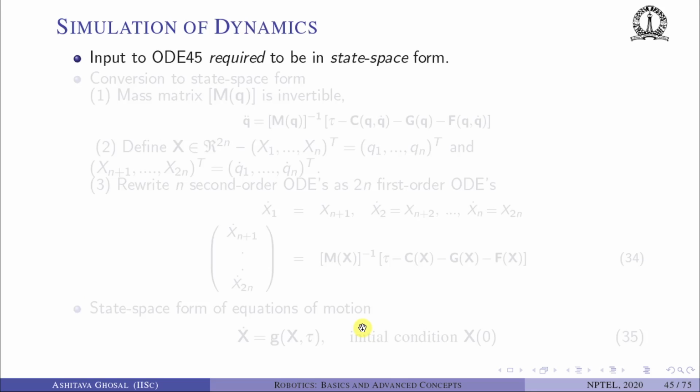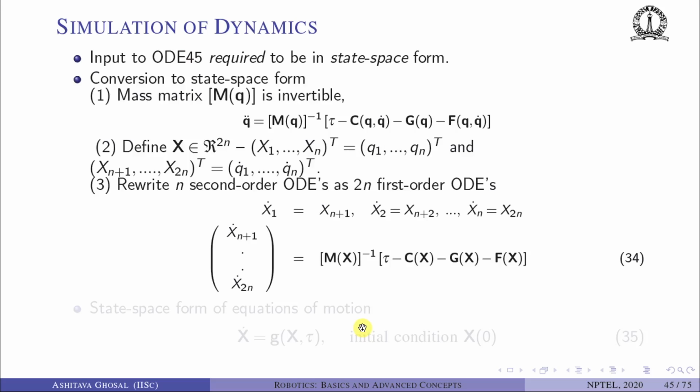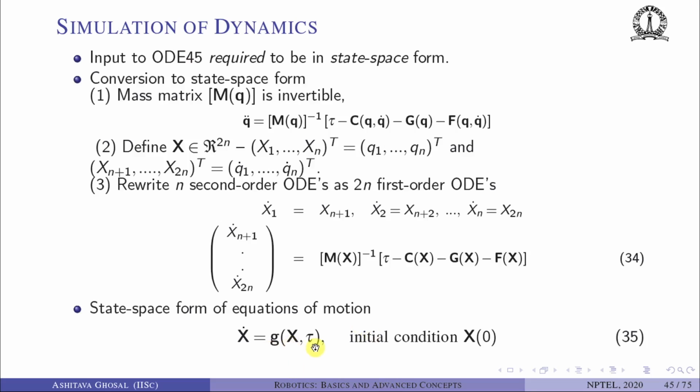The input to ODE45 in MATLAB requires you to give the equation in state space form. So what is the state space form? State space form basically means it should be of the form x dot equals g of x comma tau. We need only first order ODEs. So I need to convert my equations of motion, which are second order ODEs, to first order ODEs. It is possible and it is not very hard. What we first do is rewrite the equation of motion by using the inverse of the mass matrix.